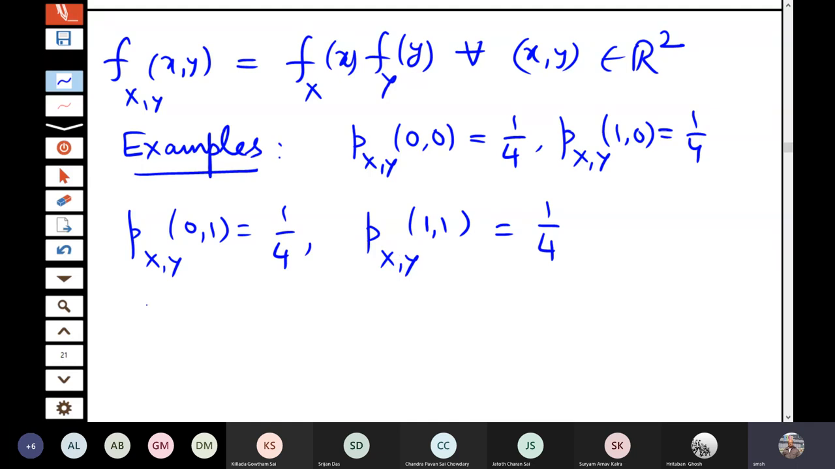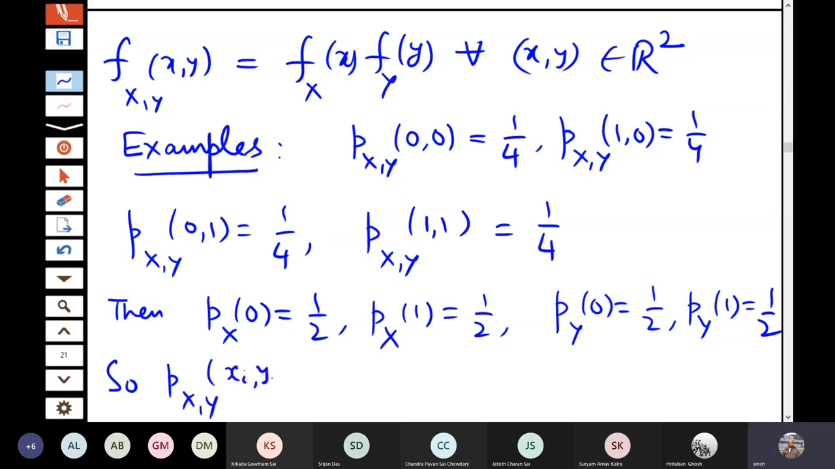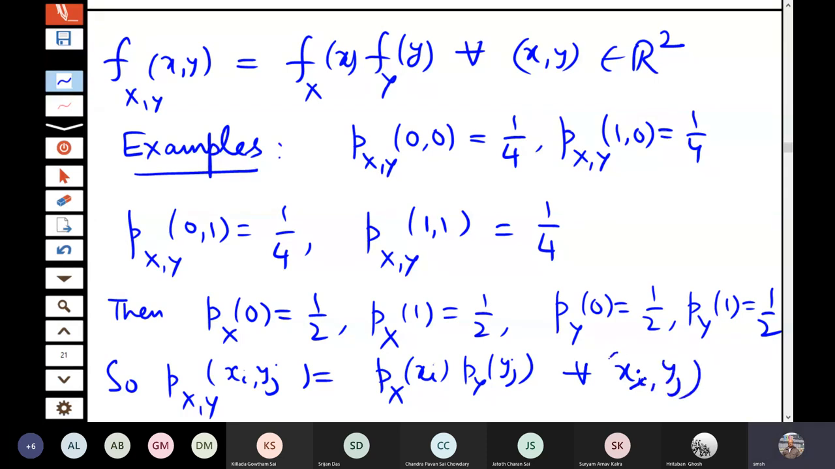If I calculate the marginal distribution, Px(0) is half, Px(1) is half, and similarly Py(0) is half, and Py(1) is half. You can easily check that the joint PMF is equal to the product of the marginals for all the conditions. For all values of x and y, this will be true. So here x and y are independently distributed random variables.